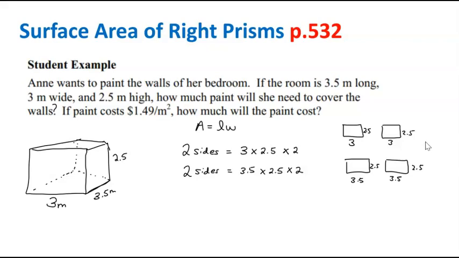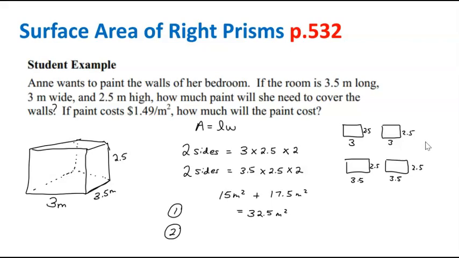Once you have this calculated, you will determine that the 2 sides together make 15 square meters, and the other 2 sides together make 17.5 square meters. So the total is 32.5 square meters, and that's the total surface area of these 4 walls. So that's part 1, answering the first question.